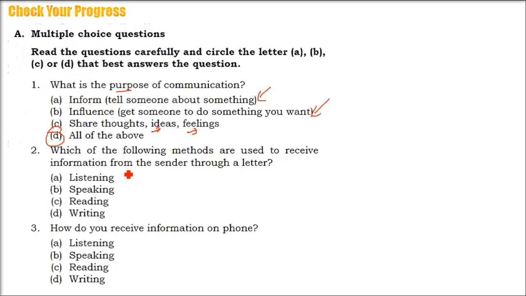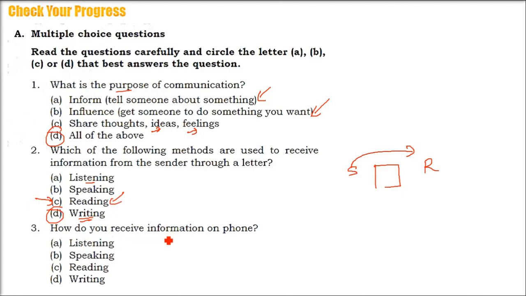Which of the following methods are used to receive information from the sender through a letter? So the question is, see, you are sending a letter and the other is receiving a letter. If you are sending a letter, you are writing a letter. If a receiver has to get the information, he has to read. So basically reading and writing is the answer. But since we have to choose one, because you start the conversation, and the other person has to read, writing is the correct answer we can choose here. Okay? Which of the following methods are used to receive information from the sender through a letter? Reading. But the receiver would read.